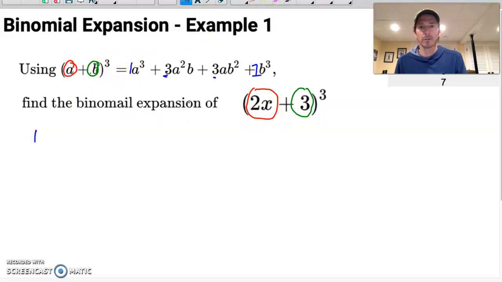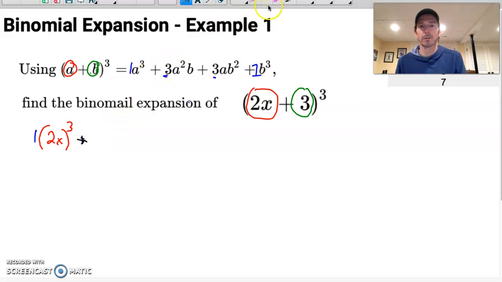Then I have to go to my red term, which is 2x. And remember, that a value to begin with is going to pick up this cube. And that's all the powers that are available, so I don't even need to write the green thing at all. Then I'm going to go plus, because I had a plus here.